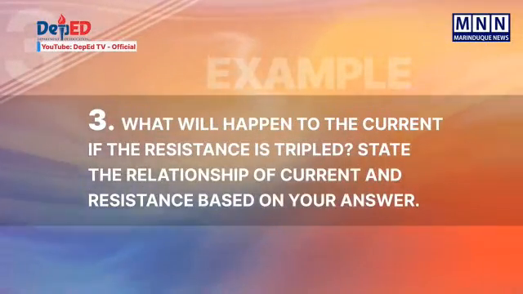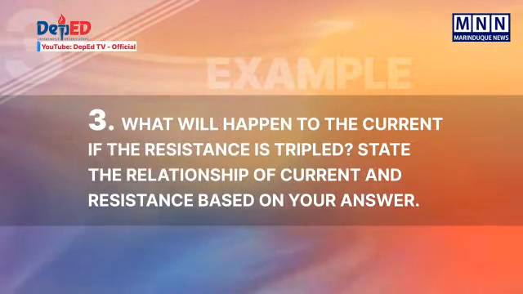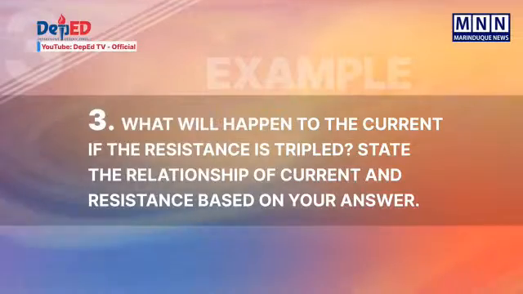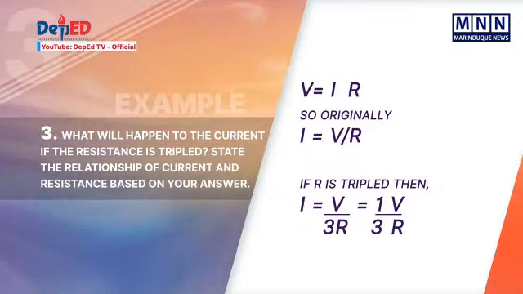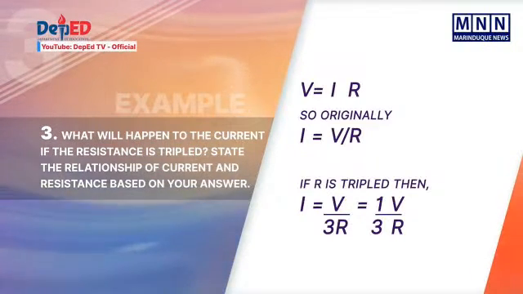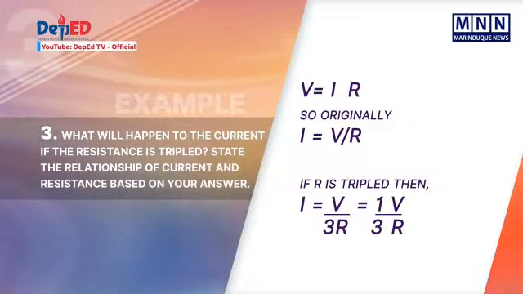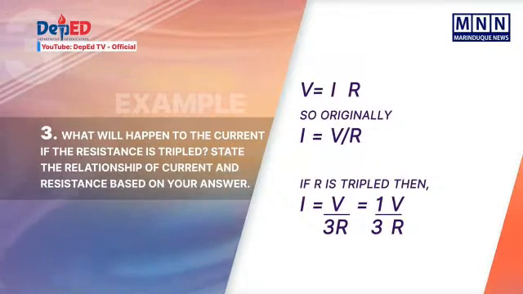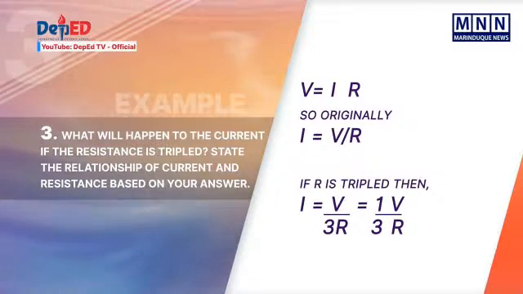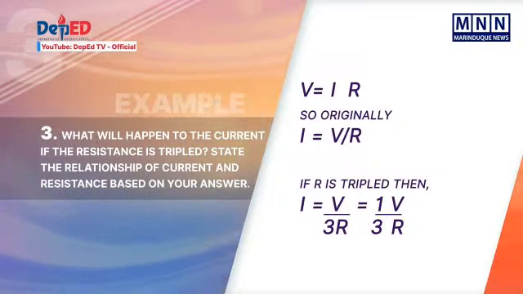What will happen to the current if the resistance is tripled? State the relationship of current and resistance based on your answer. V equals I multiplied by R. So originally, I is equal to V divided by R. If R is tripled, then I equals V over 3R equals 1 over 3 V over R. Therefore, when resistance is tripled, the current is reduced by 1/3. The result shows that when resistance is increased at constant voltage, the current is reduced.